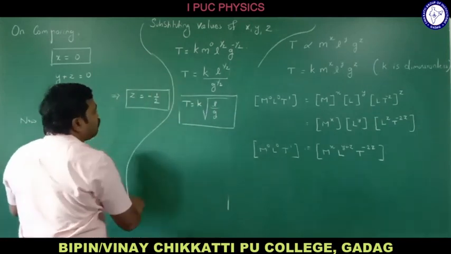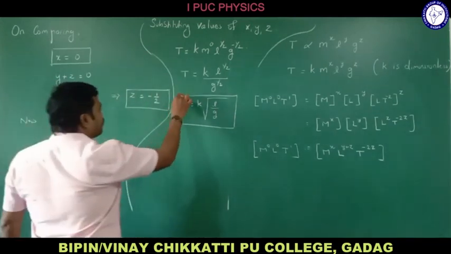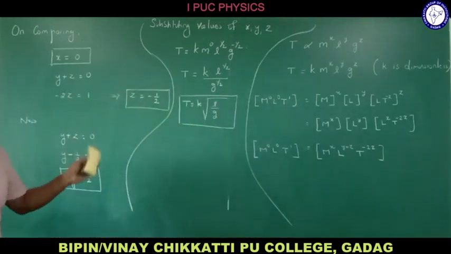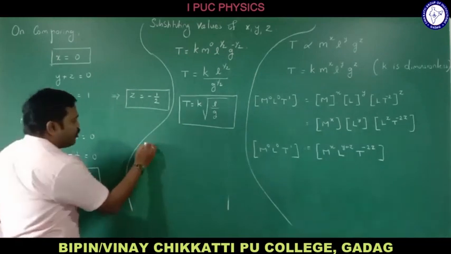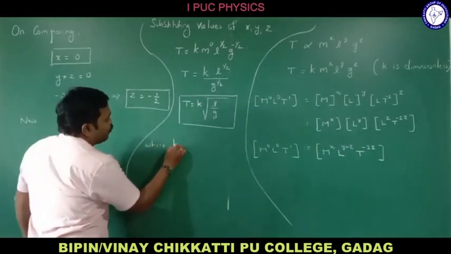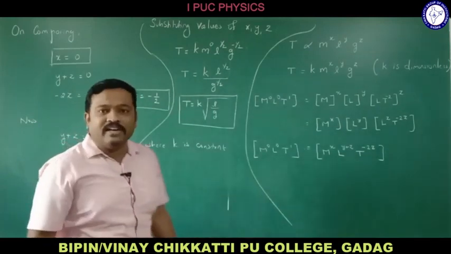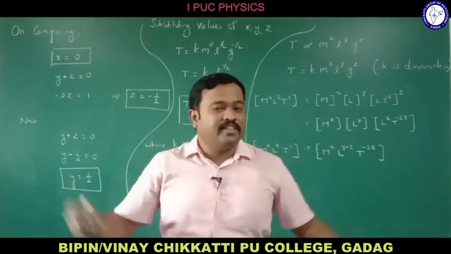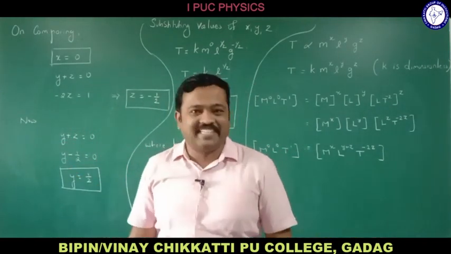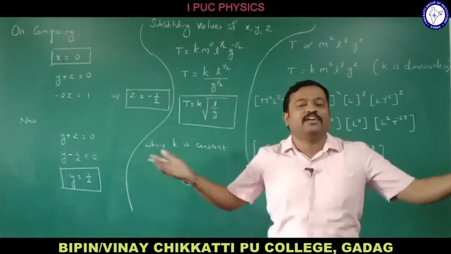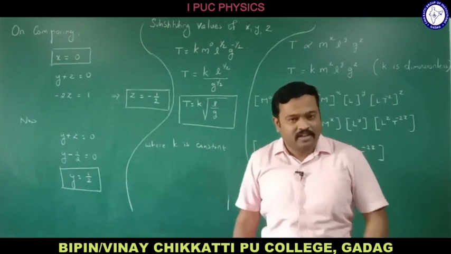This is the equation for the time period of a simple pendulum. So what is the time period of a simple pendulum? T is equal to K square root of L divided by G, where K is a constant. Then what is the value of K? It cannot be calculated. That is one of the drawbacks of dimensional analysis. But we get the relation among physical quantities, but we don't get the value of the constant, right?